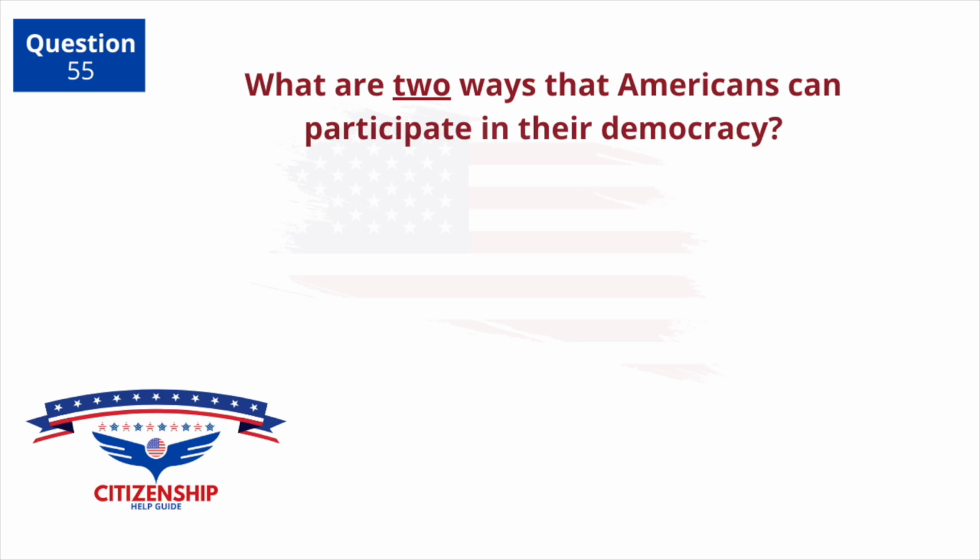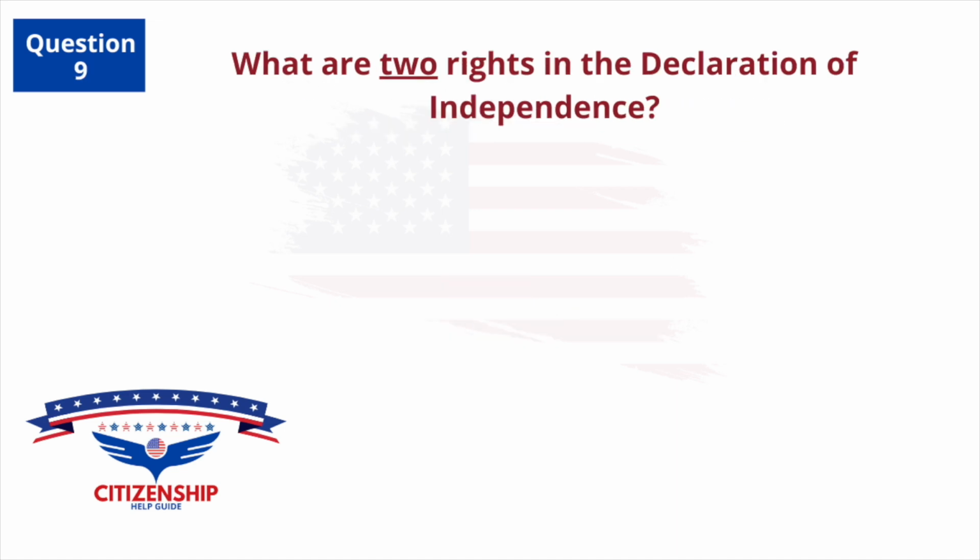What are two ways that Americans can participate in their democracy? Vote. Join a political party. What are two rights in the Declaration of Independence? Life, liberty.